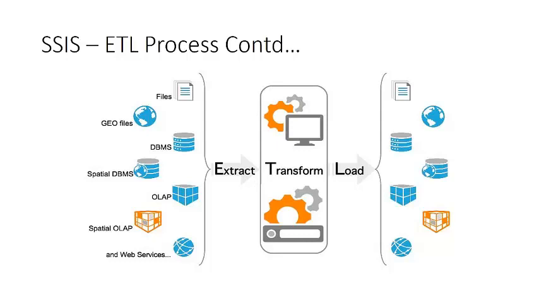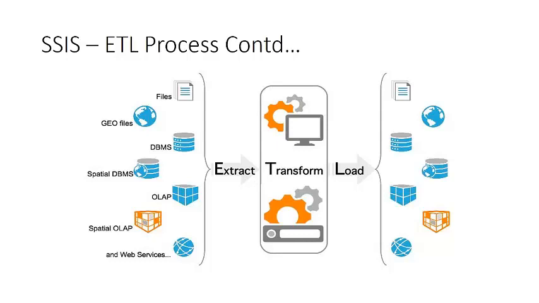And then loading means what? After changing the data, or after cleaning the data is done, then we will move it to the destination. This is called ETL. In SSIS, we are following the ETL process to get the data from various sources. Why are we getting the data? Because we need the data to analyze. That's why we are getting the data.